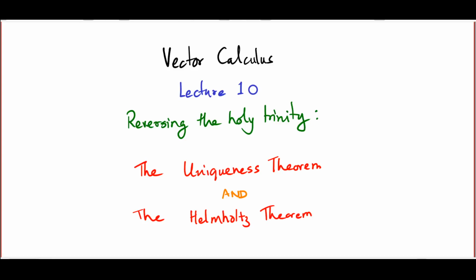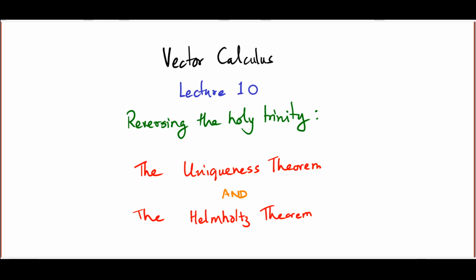Welcome to the 10th lecture of my series on vector calculus. The title of today's lecture may seem a bit surprising. It is Reversing the Holy Trinity. As the lecture goes on, I'm sure you will understand what this title means. But below the title, I have written the name of two important theorems, the Uniqueness theorem and the Helmholtz theorem, which we are going to discuss in today's lecture.